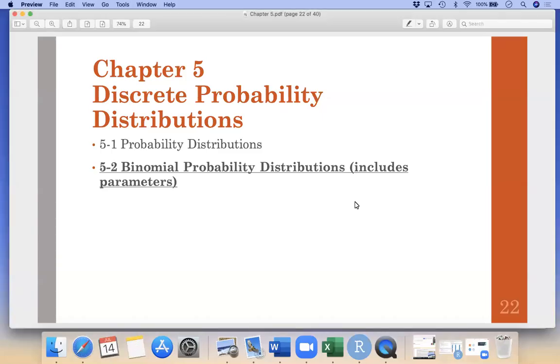This is chapter 5, Discrete Probability Distributions. Today we are going to discuss section 5.2, Binomial Probability Distributions, including parameters.